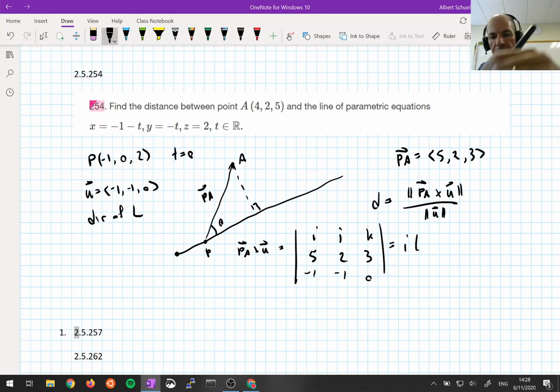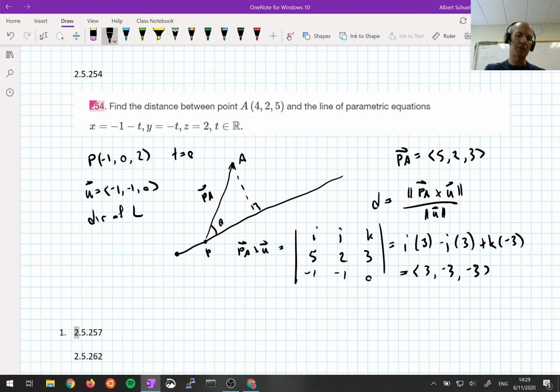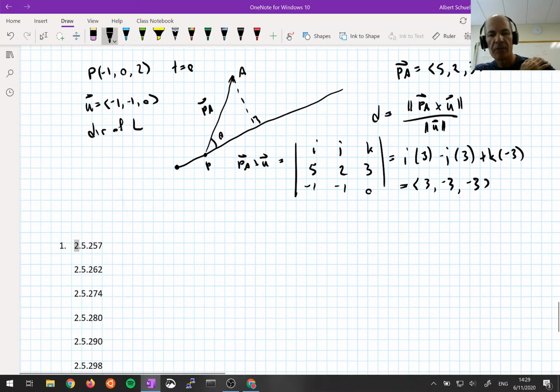And we'll start computing i times the quantity 2 times 0 minus -1 times 3, that's going to be 3. Minus j, remember it's always minus j with the cross product, 5 times 0 minus 3 times -1, which is 3. And then finally plus k times the quantity -5 minus -2, which is -3. In component form, that's (3, -3, -3). And I'm just going to quick check my notes here, make sure I'm not making a dumb mistake. Looks good.